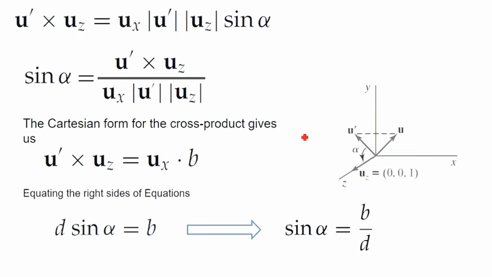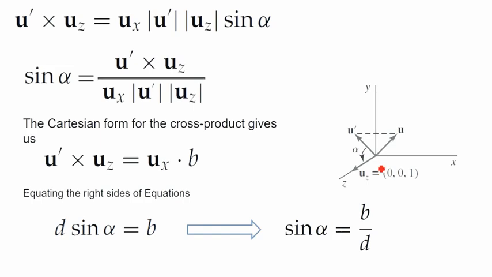Now b by d, b is also not unknown to me, so b is y2 minus y1 divided by the magnitude of our actual vector v, divided by square root of b square plus c square, is what we have as my sine alpha. Now I know my sine alpha and cos alpha.